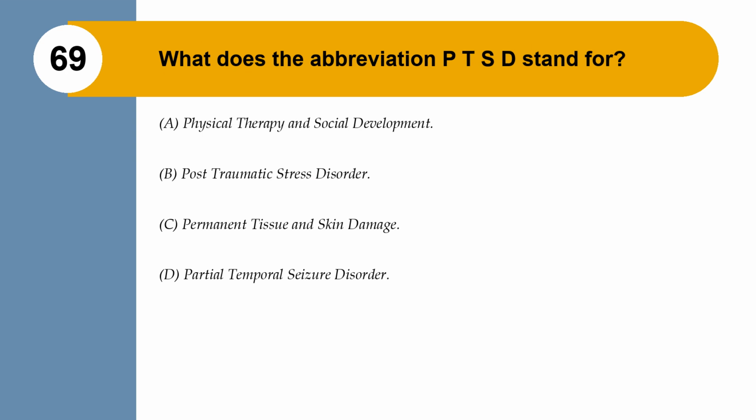Question 69. What does the abbreviation PTSD stand for? Option A. Physical therapy and social development. Option B. Post-traumatic stress disorder. Option C. Permanent tissue and skin damage. Option D. Partial temporal seizure disorder.